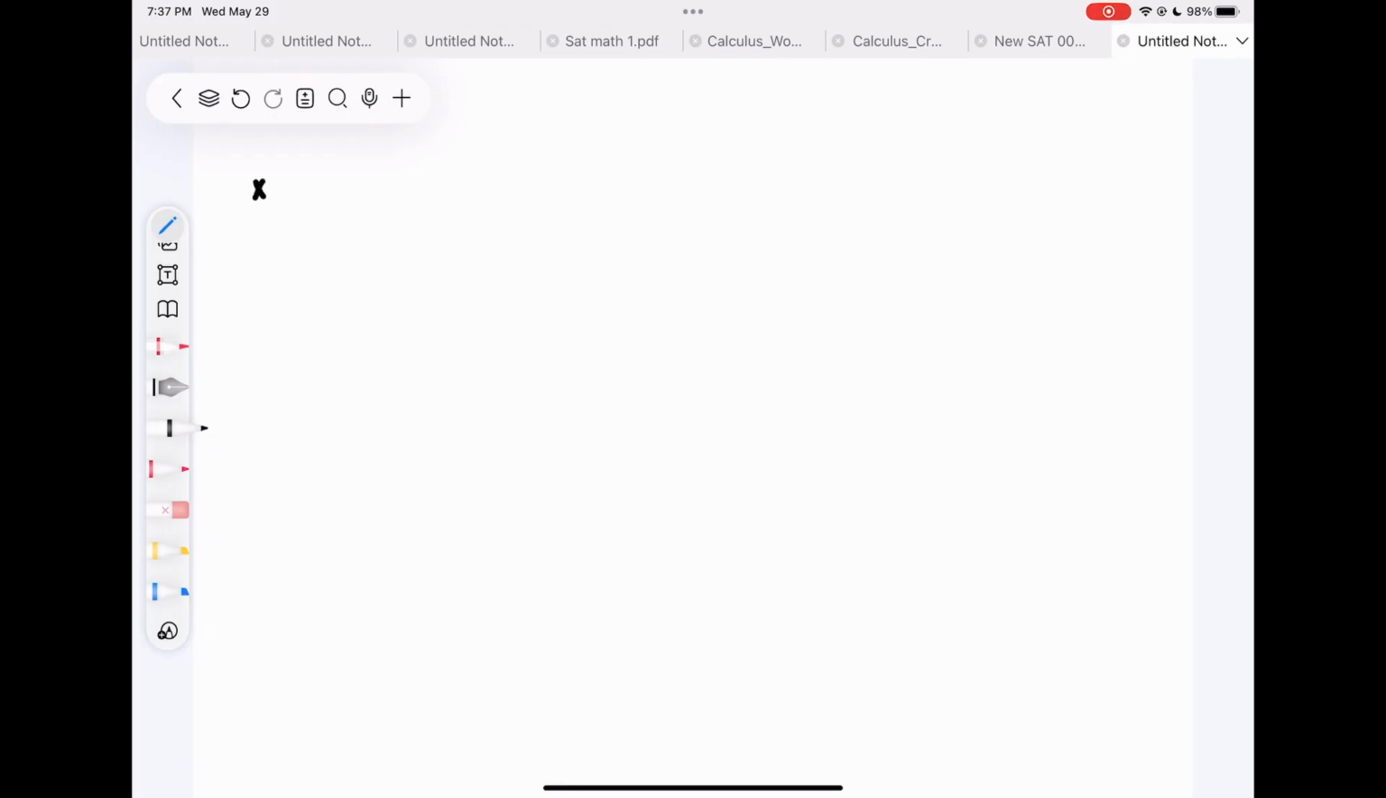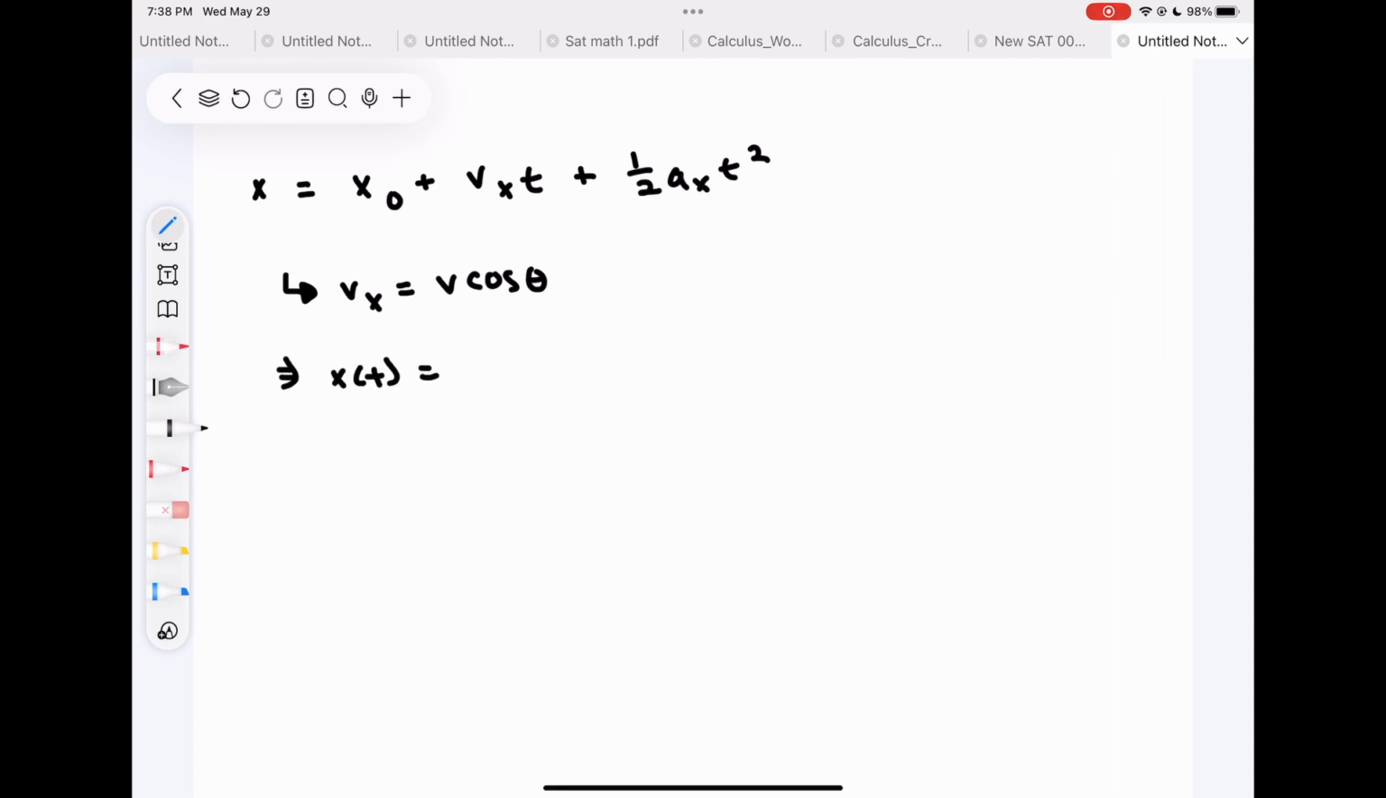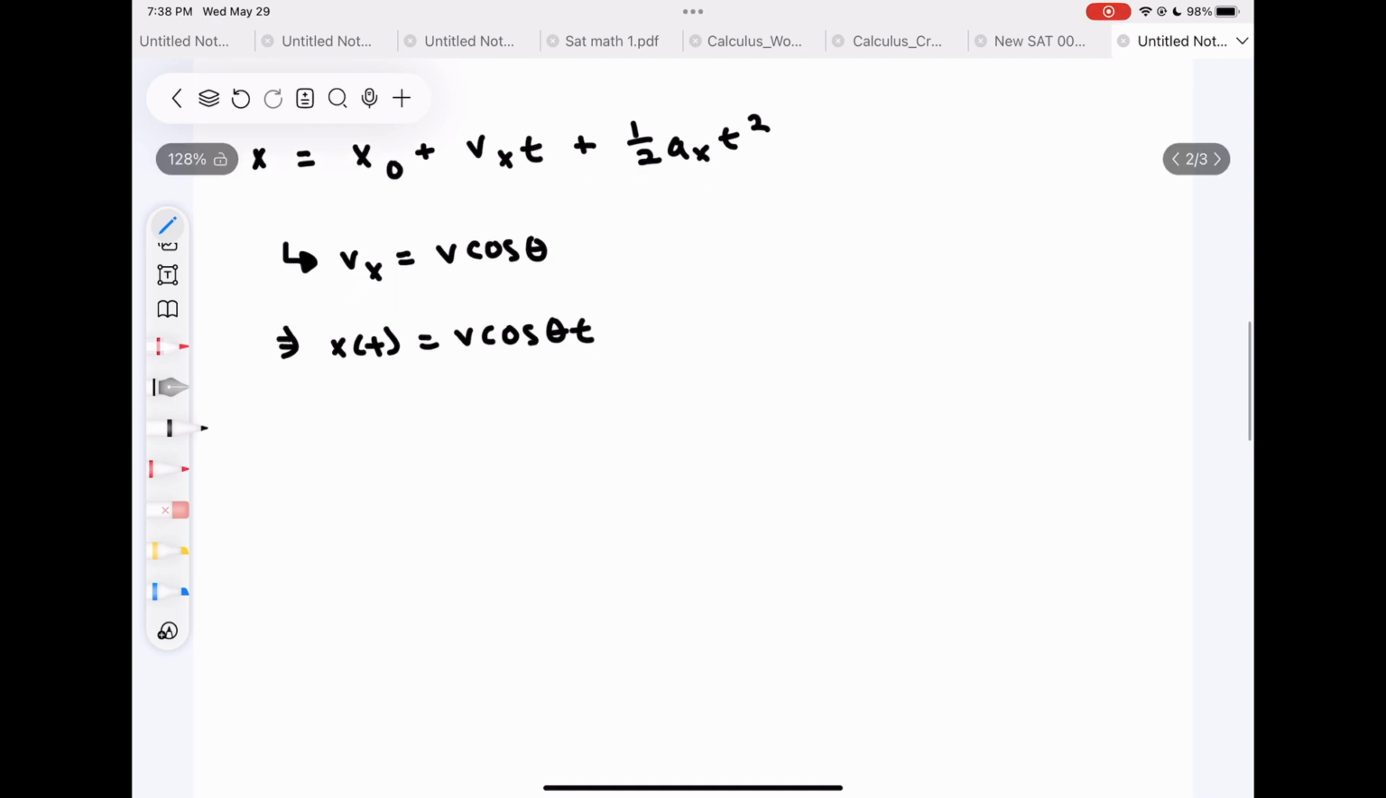Alright, so we can model the doctor's path using parametric equations. We first use the uniformly accelerated motion equation to represent projectile motion, which is the doctor in this case. This equation consists of the initial position plus the x velocity times t plus 1/2 of the x acceleration times t squared. We know that the x velocity is represented by v cosine theta and that there is no acceleration in the x direction. Then we plug our known values into the first equation to get that x of t equals v cosine theta times t.